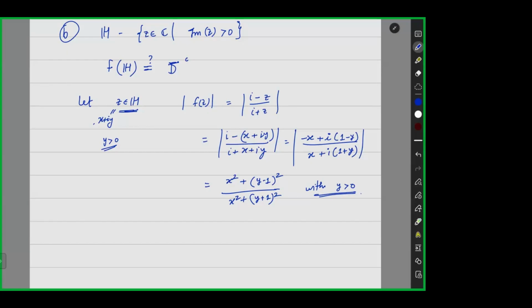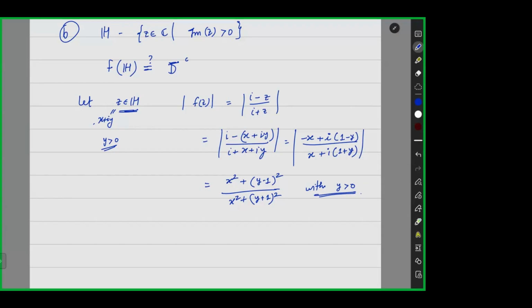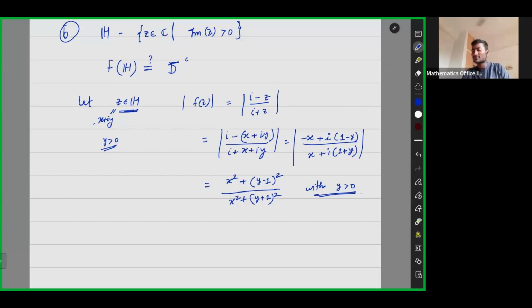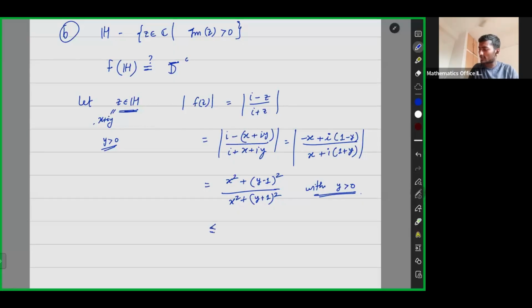Yes, sir. Because if you expand (y minus 1) whole square, it becomes x square plus y square minus 2y plus 1, and the denominator has plus 2y. The minus 2y part is making it smaller. So this is always less than or equal to 1. Because y is strictly positive, this is strictly less than 1.